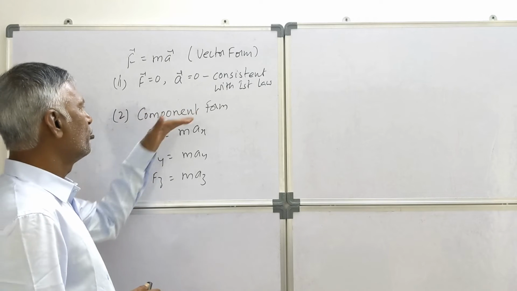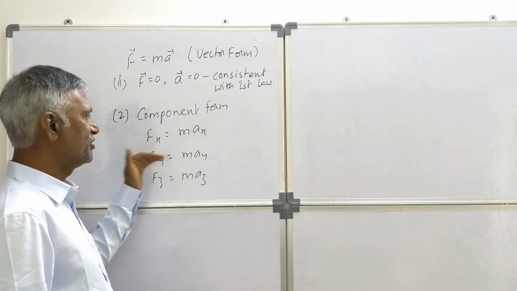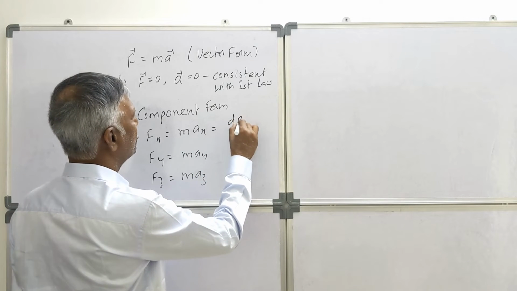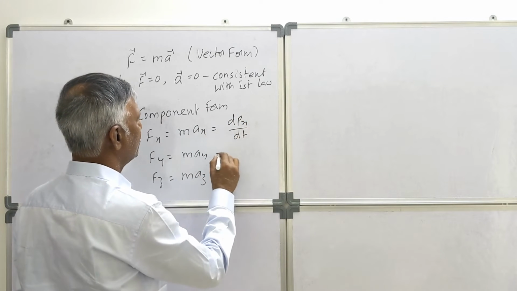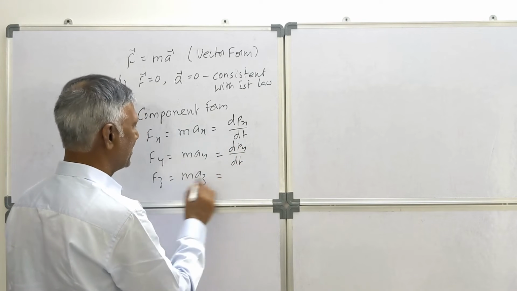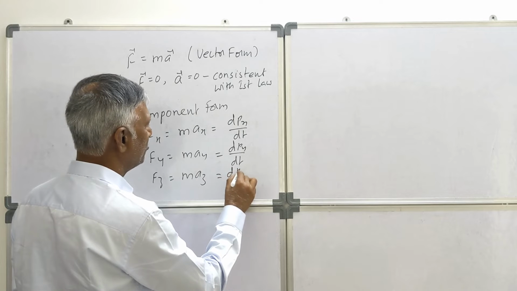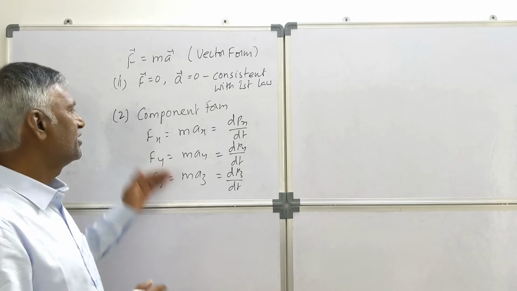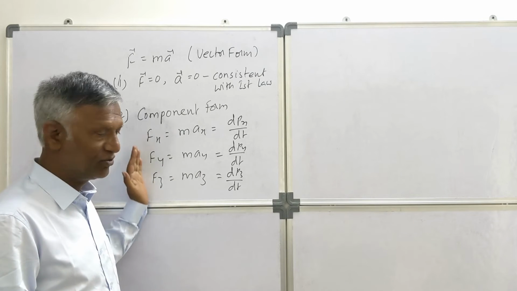So component form में Fx is equal to max, Fy is equal to may. max को ऐसा भी लिख सकते हैं dpx by dt. Similarly dpy by dt, Fz is equal to maz और dpz by dt. ठीक है. ये component form में तीन equations हो जाएगा, equivalent to 3 equations.